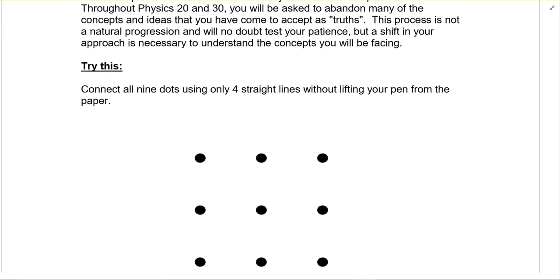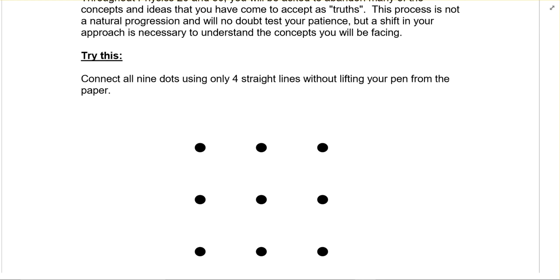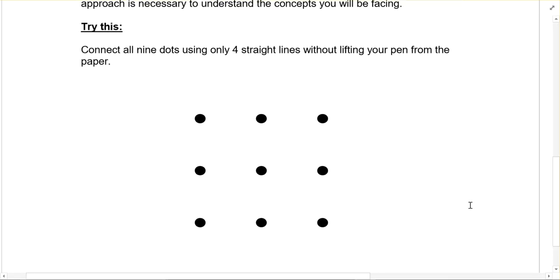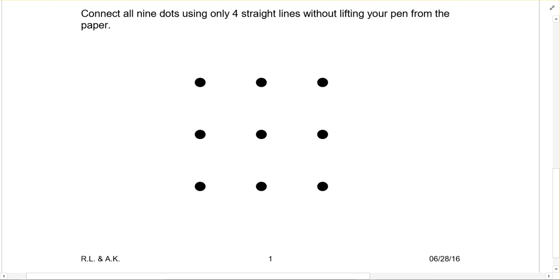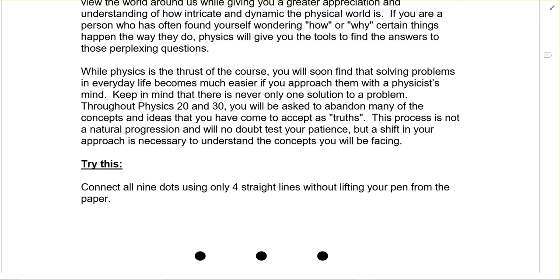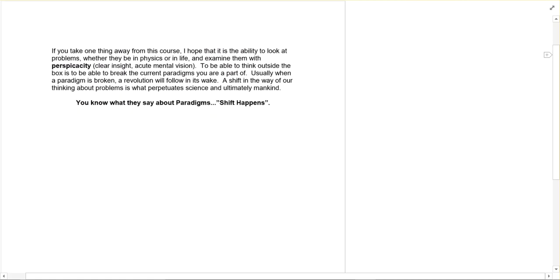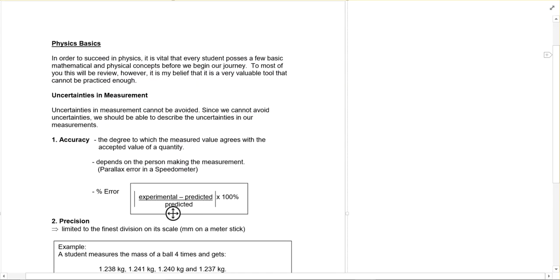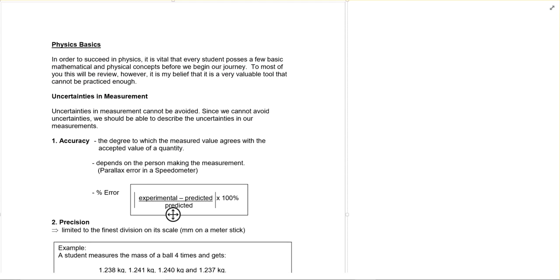So you will go ahead and do this puzzle. Try to connect 9 dots using only 4 straight lines without lifting your pen. So yeah, go ahead and do that. The key for that's on the next page. I'm going to see if I can skip it. Yeah, I skipped it. So this is where you guys will read to. And then when you're done that, we're going to get into some physics basics here.